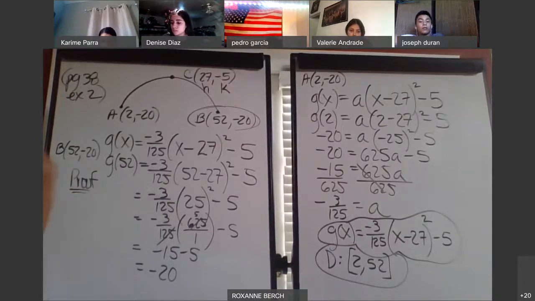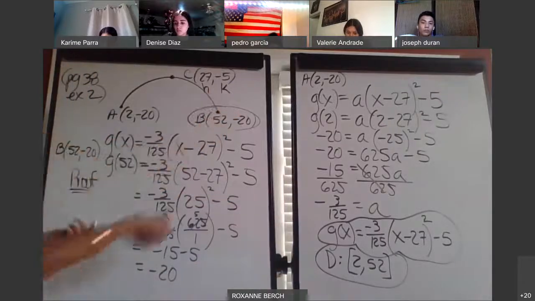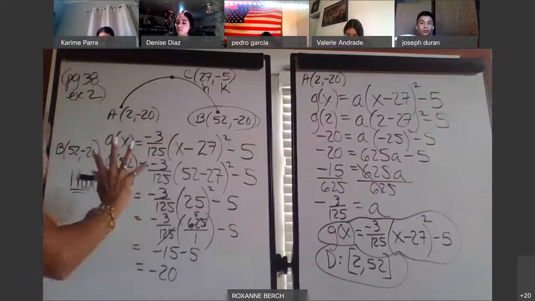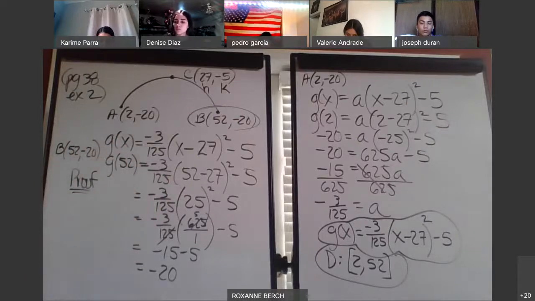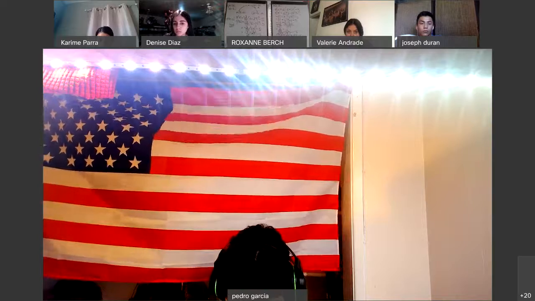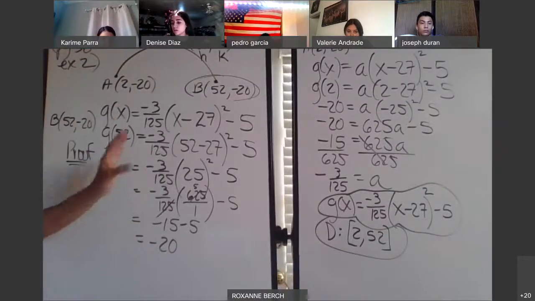So I use the 1 point to write the function, and I use the other point if I wanted to. I'm not going to make you do this, but you can use the other point to justify your answer. So I didn't accidentally come up with negative 20. I mean, this is right. So that says that that function is right.